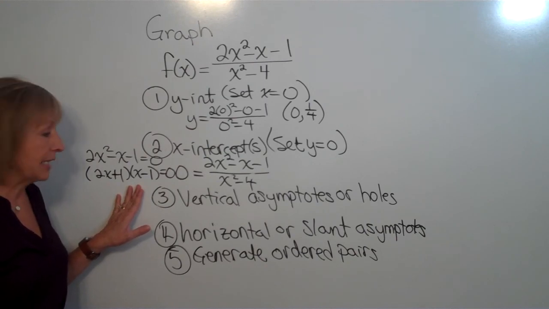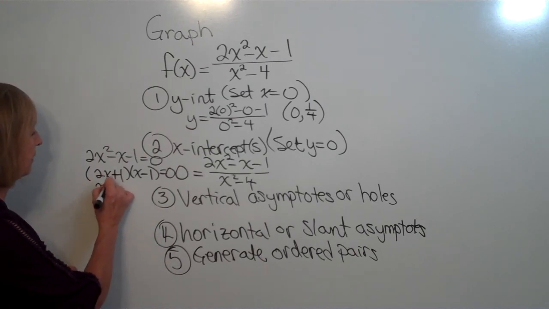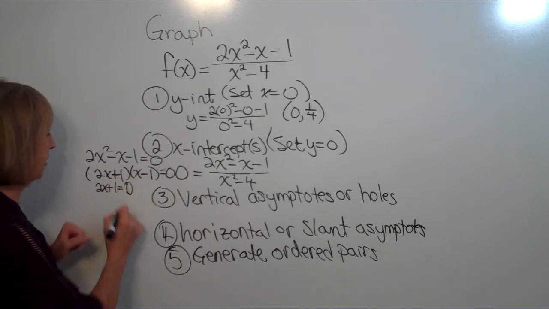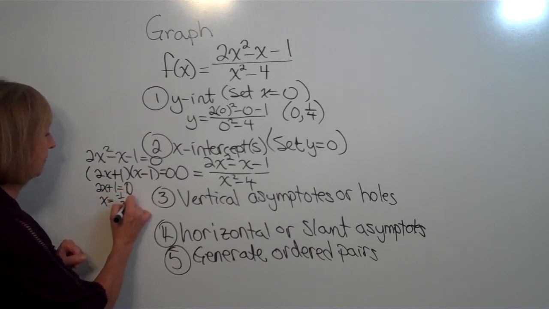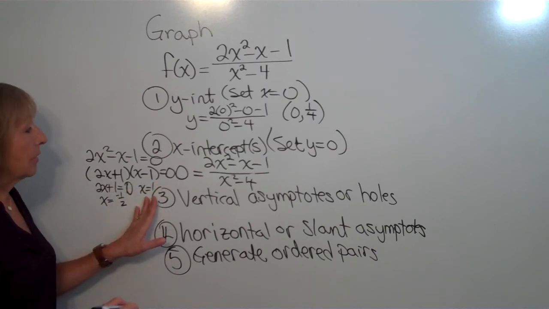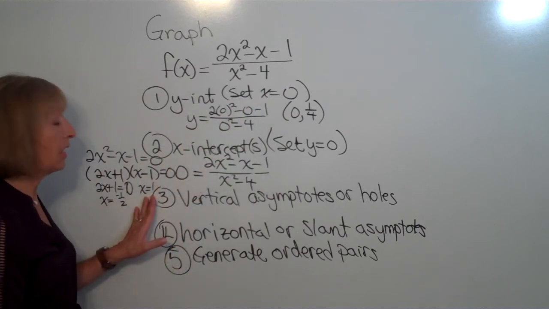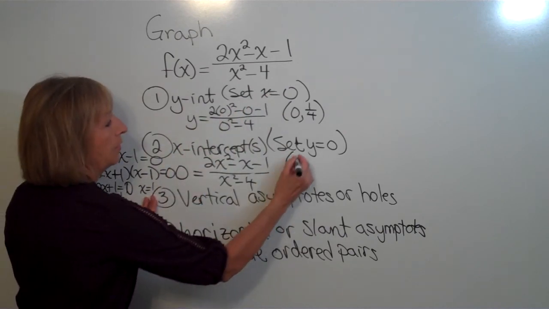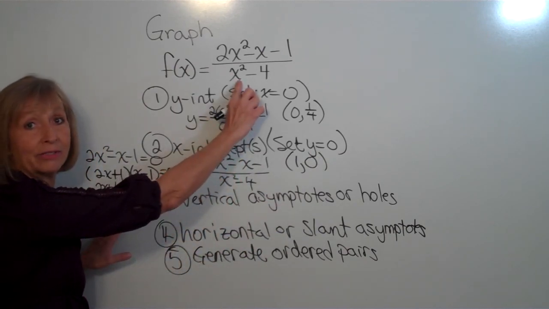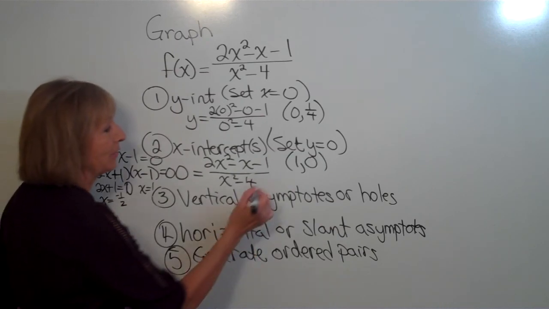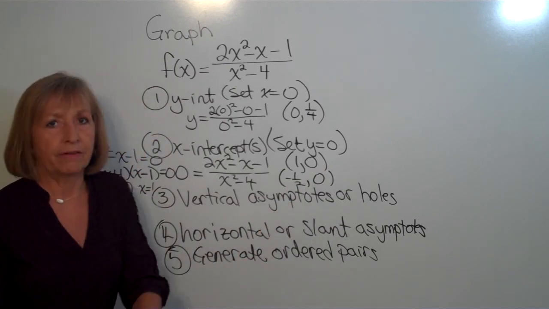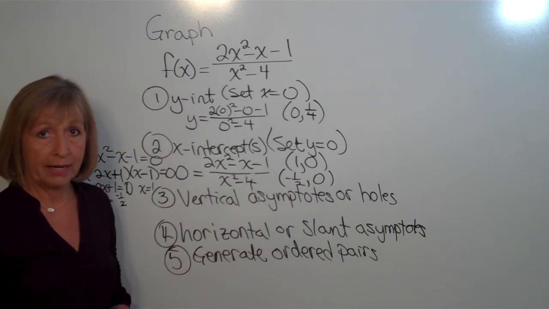Set each of these factors equal to 0. I get 2x plus 1 equals 0. Subtract 1 and divide by 2, x equals negative 1/2. Or add 1 to both sides, x equals 1. Now, does 1 make the denominator 0? No, so it is an x-intercept. 1 going in for x will give me 0 out for y. Does negative 1/2 make the denominator 0? No, so it is an x-intercept. Negative 1/2, comma, 0. So it is the x-coordinate of an x-intercept, and the x-intercepts are actually these ordered pairs.